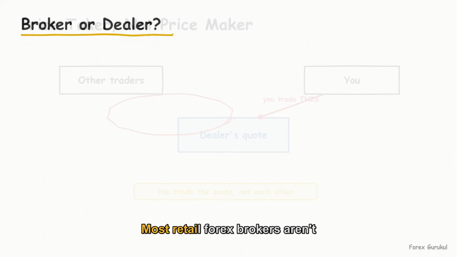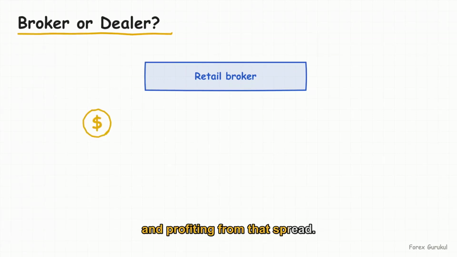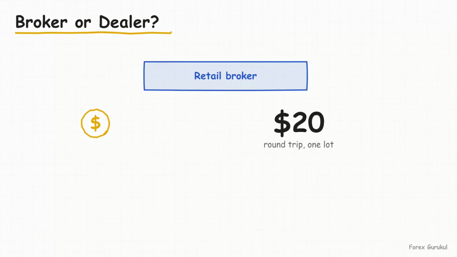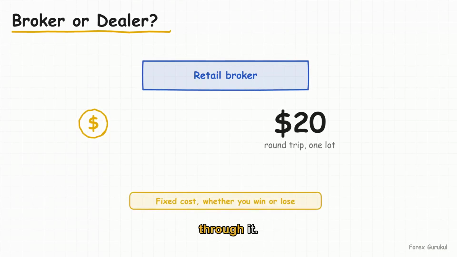Most retail Forex brokers aren't really acting as a broker in the classic sense, matching your order with a buyer or seller for a commission. They function as a dealer, quoting you their own bid and ask, and profiting from that spread. A 2-pip spread on a standard lot round trip runs about $20, gone the moment you enter and exit, regardless of whether the trade wins or loses. That's not a fee tied to your success. It's a toll on the door, paid every time you walk through it.